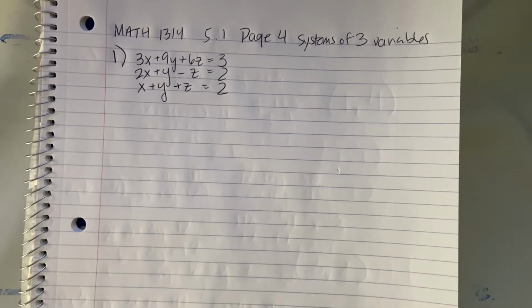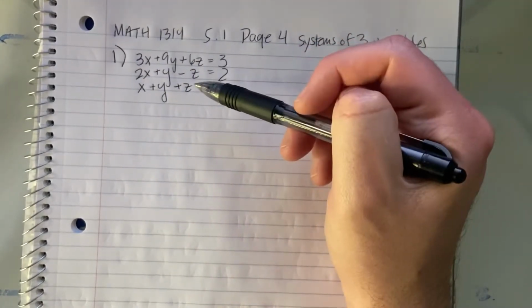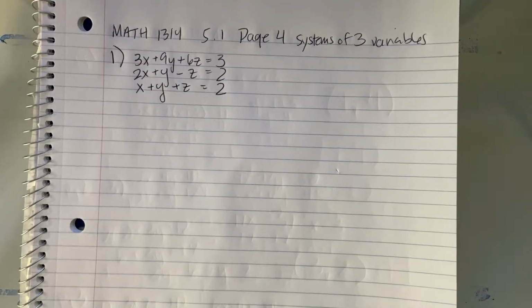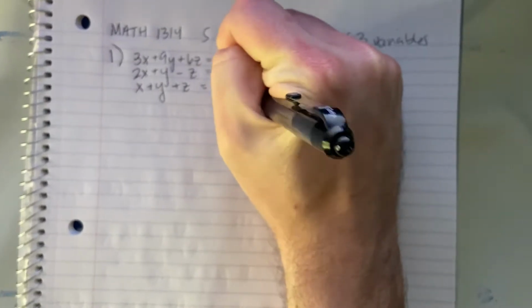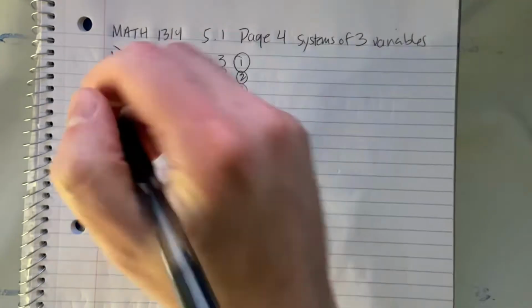So the first thing you want to look at is, does one of these have a 1 in front of it? Usually that's the easiest one to work with, with the exception of if there's a missing term entirely, but we'll worry about that later. So notice if we add equation 2 and equation 3, the z will cancel out. So let's go ahead and try that.